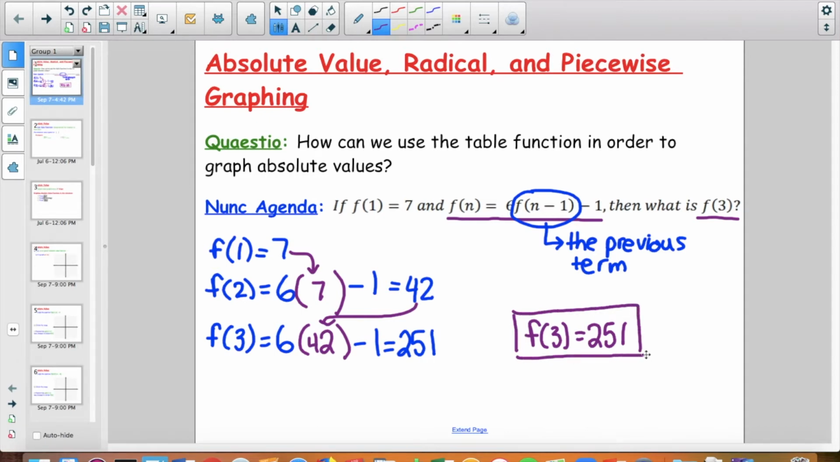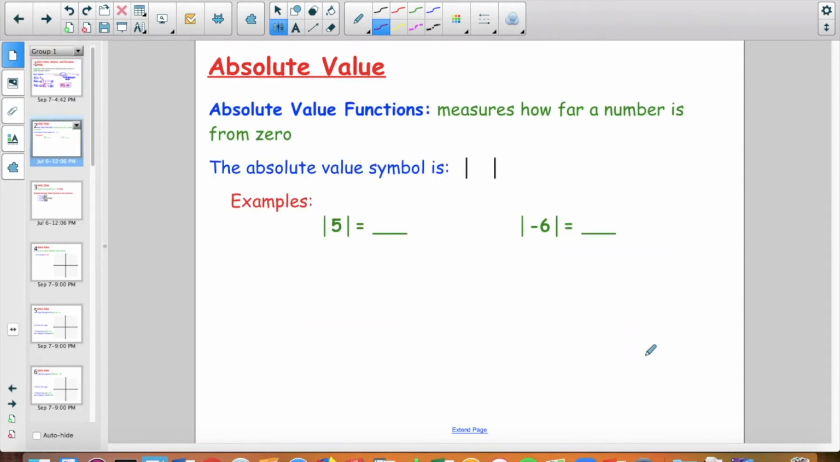Okay, so moving on to graphing. The first type of graphing we are going to do is absolute value. Now, for this lesson, you are definitely going to need a calculator. So make sure you either downloaded the calculator apps on your phone, you're using the Delta Math calculator, or you have a calculator of your own.